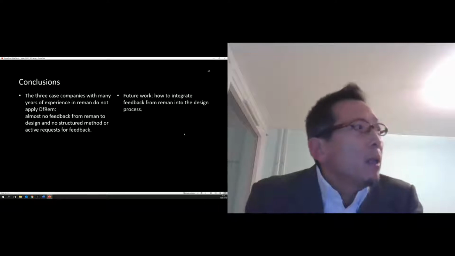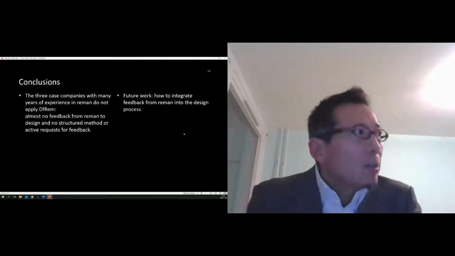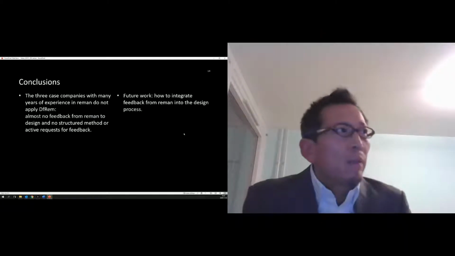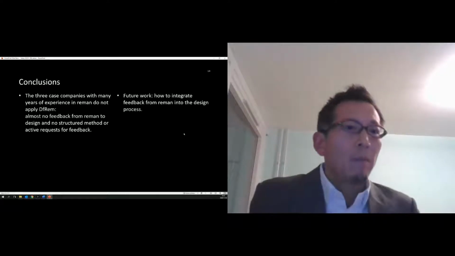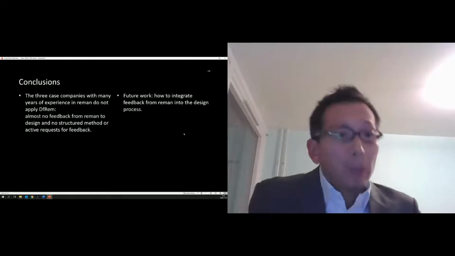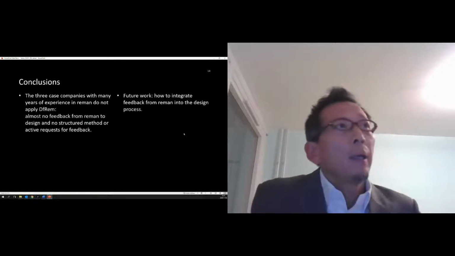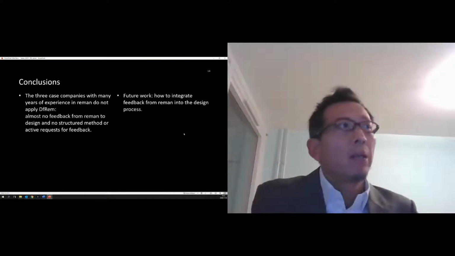in their business, we found almost no feedback from remanufacturing to design, and also no structured method or active requests for feedback from design to remanufacturing, so that design people can get information from remanufacturing. So future work, in order to facilitate remanufacturing, we think it makes sense to investigate a method to integrate feedback from remanufacturing into the design process.